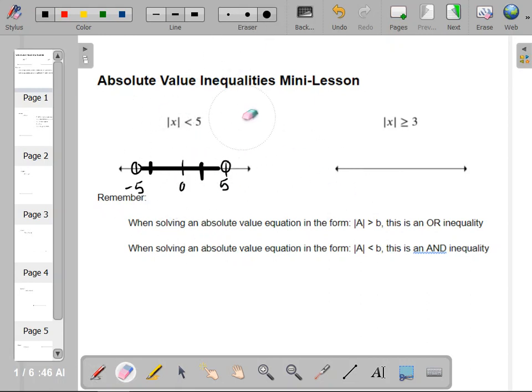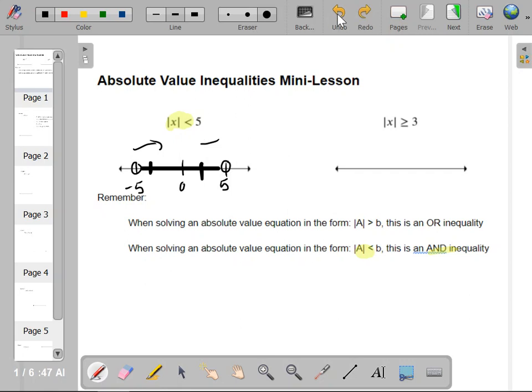But we will call that an and inequality. And the way I know it's an and inequality is because the absolute value is less than something. So we say the absolute value is less than something. That's an and inequality. You're going to shade towards each other.